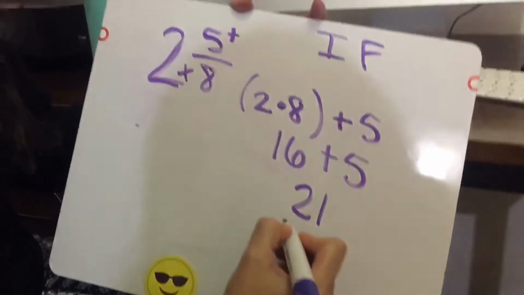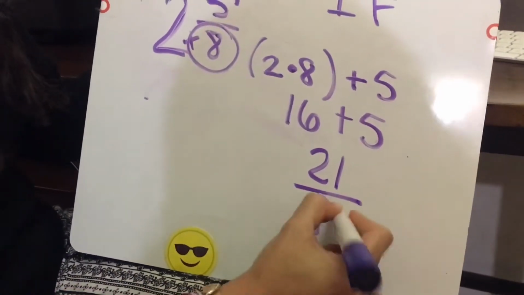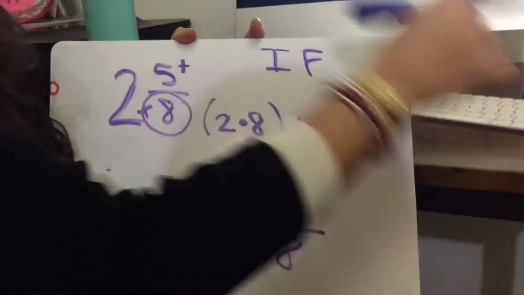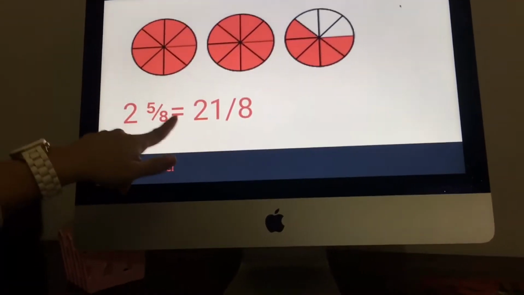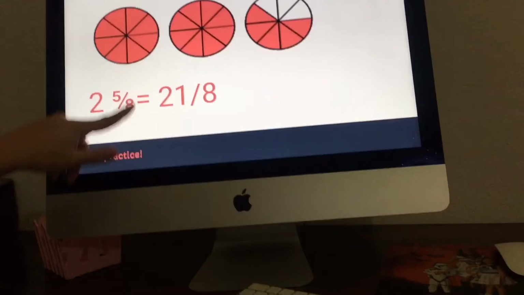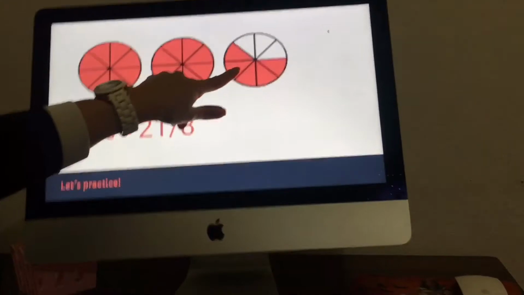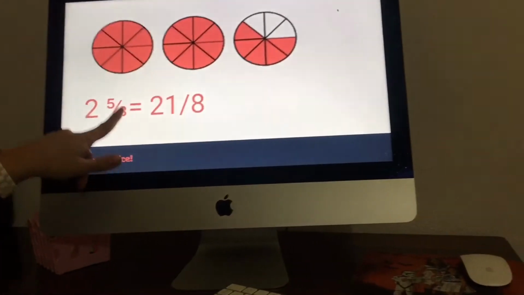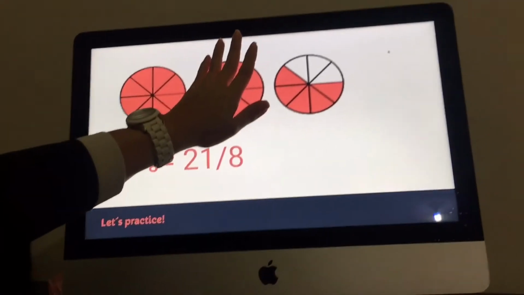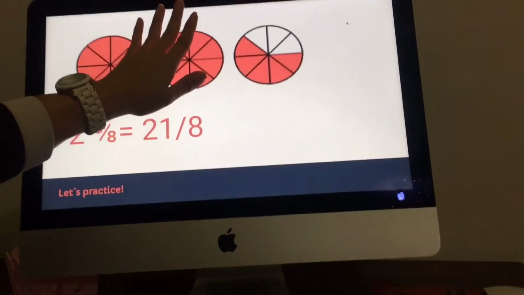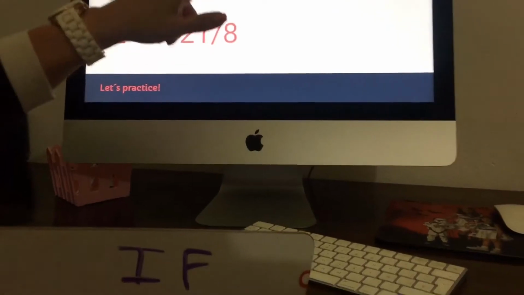So that's 21. And again, the denominator is still 8, guys. So what will I get? 21 eighths. Check your answer on the next slide. Let's see if it's true. 2 and 5/8 is equal to 21 eighths. Let's read it as a mixed number: 2 wholes and 1, 2, 3, 4, 5 parts out of 8. But I could also read it as I have 8 parts shaded here plus 8 parts shaded here. That gives me 16 plus 5 more. That gives me 21 eighths.